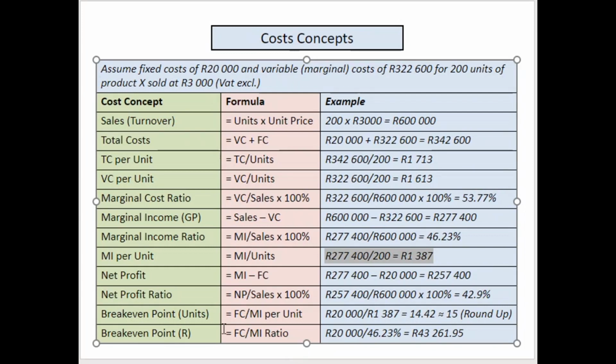In the real world, you will look at your break-even point in units and say, okay, so really my break-even point in rands would be 15 times 3,000, and that would be 45,000. Okay, but please, when you do this calculation in a test or an exam, do it in this way.